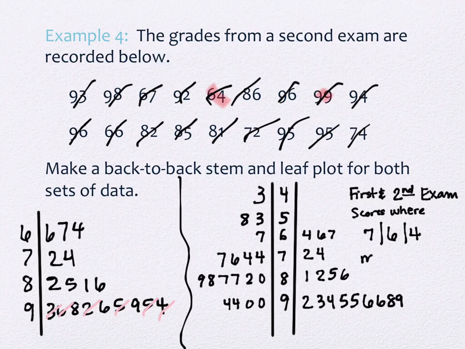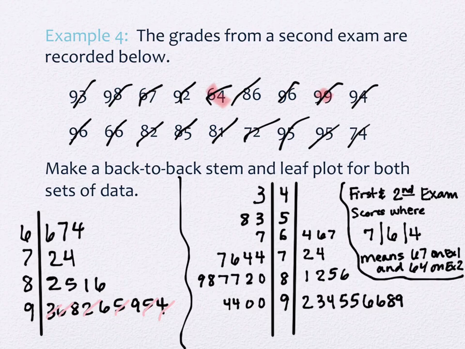Where this means 67 on exam 1 and 64 on exam 2. And there's nothing special about me choosing that specific row. I just wanted a row that had stuff on both sides. And that's the first one I saw.